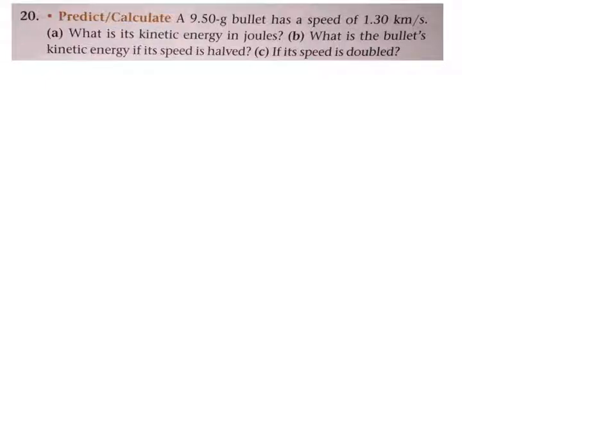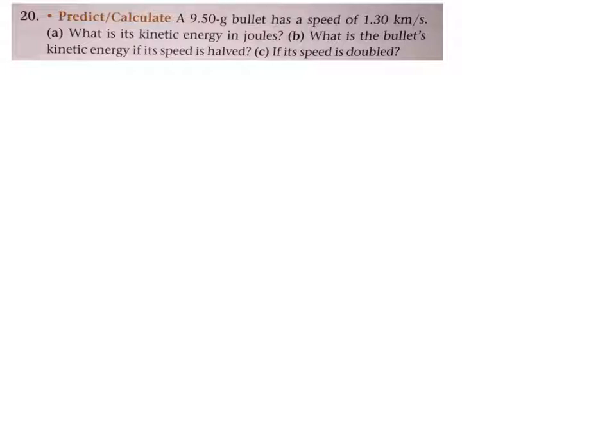Chapter 7, Number 20. A 9.50 gram bullet has a speed of 1.30 kilometers per second. What is the kinetic energy in joules? Then what is the bullet's kinetic energy if its speed is halved? And what if its speed is doubled? For parts B and C, we're going to answer them quickly and then confirm them with a longer calculation.